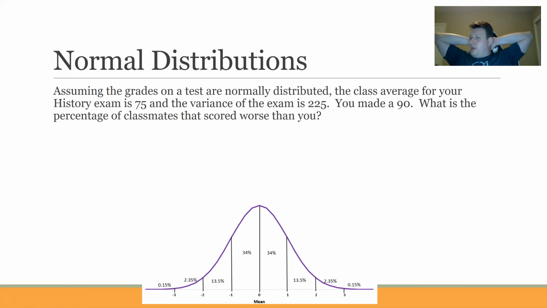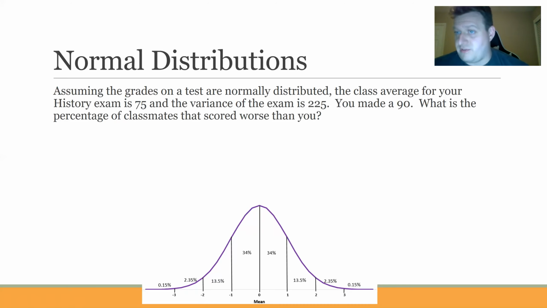Let's ask some important practical questions using the normal distribution. I've shown you things theoretically, but let's go back to the real world. Okay, here's our first problem. Assuming the grades on a test are normally distributed and the class average for our history exam is 75 and the variance is 225. You make a 90 on the history exam, so good job you. What is the percentage of classmates that scored worse than you?